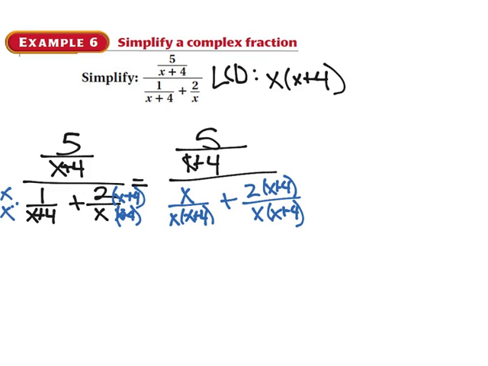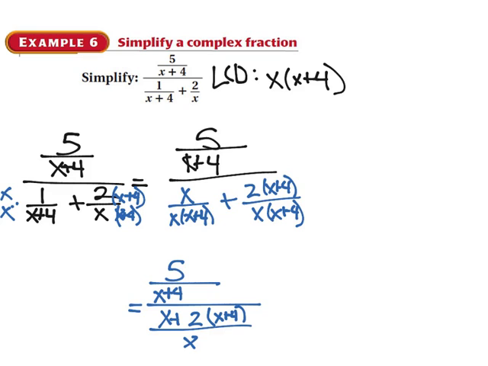We add those together, okay? We end up with 5 over x plus 4. On the bottom, you're going to end up with x plus 2 plus x plus 4, all over x times x plus 4.